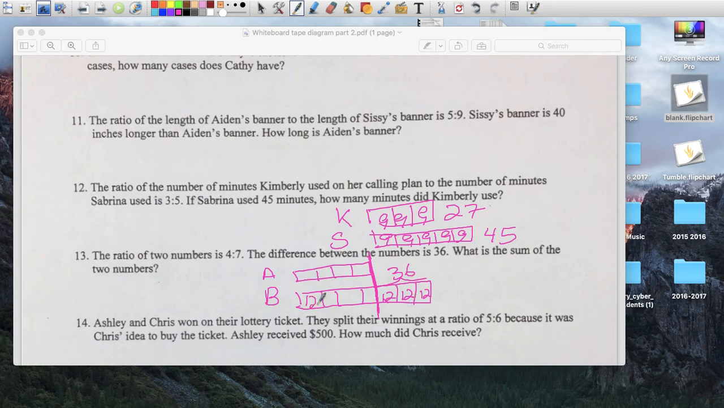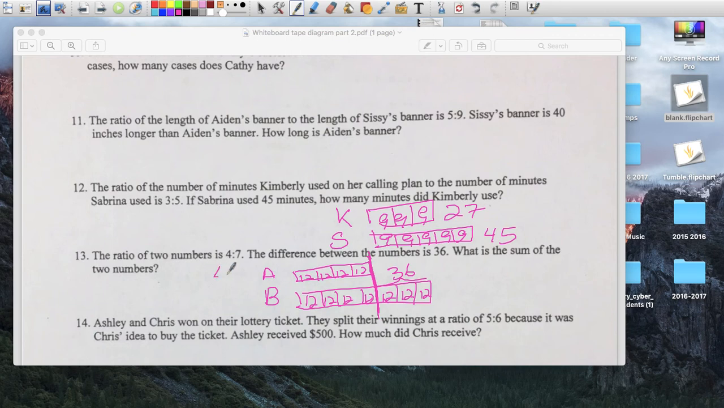So that means everything else is 12. It makes sense because 12, 12, 12, 12 is 48. 12, 12, 12, 12 is 48 again. So up to 48, they're the same. But the second number is a little bit longer. It's 36 longer. Okay.